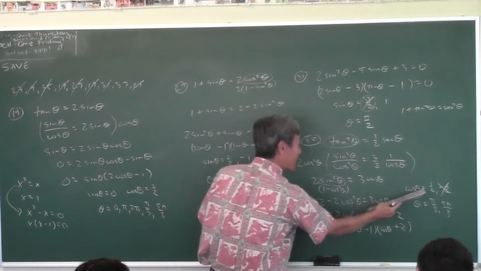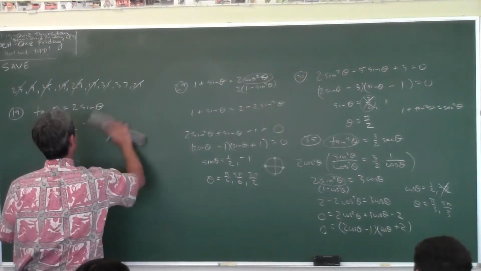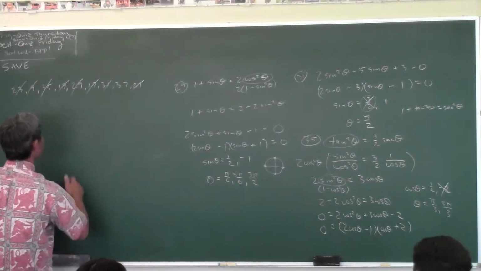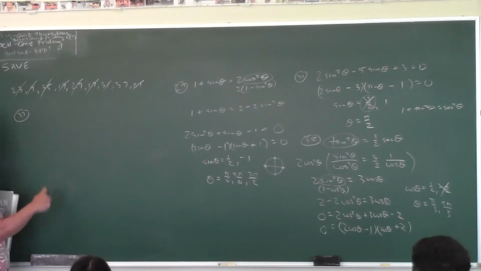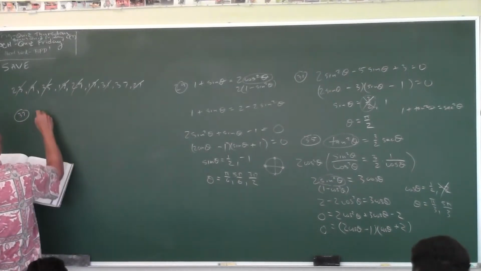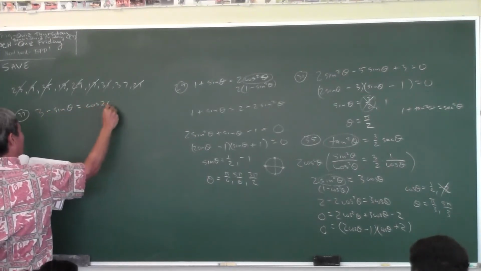No, for real, if you cannot do this, you fail the test. It's that simple. Okay, 37, last one, finally. Number 37: 3 minus sine theta is equal to cosine 2 theta.